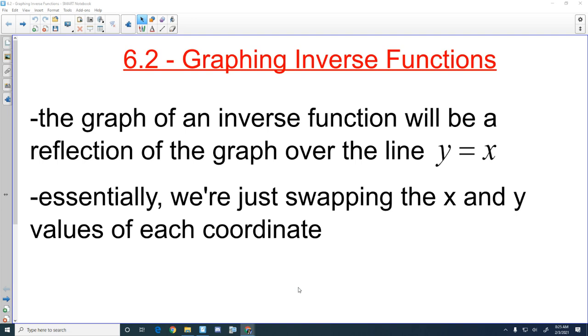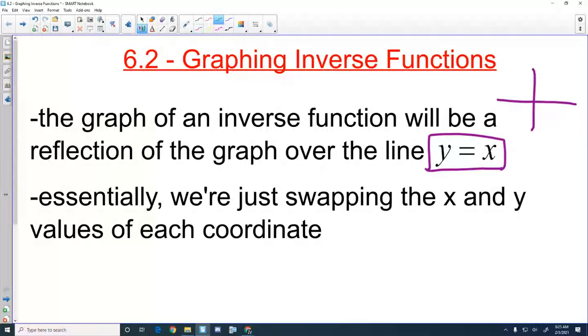So the graph of an inverse function is going to be a reflection. Remember those in geometry? You have a line somewhere and you reflect that shape over that line. Same idea. And you're reflecting it over the line y equals x, which is actually just your basic diagonal line. So if that's your coordinate plane, the line y equals x is like a perfect diagonal.